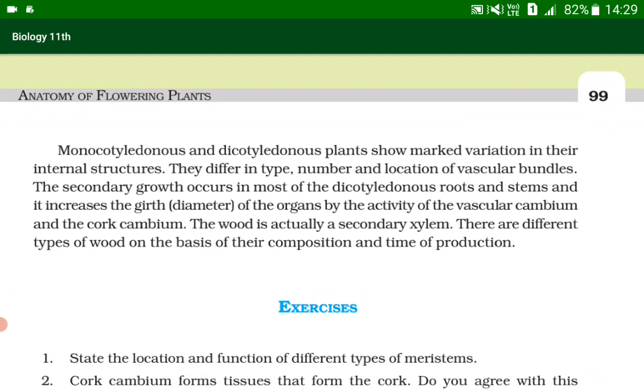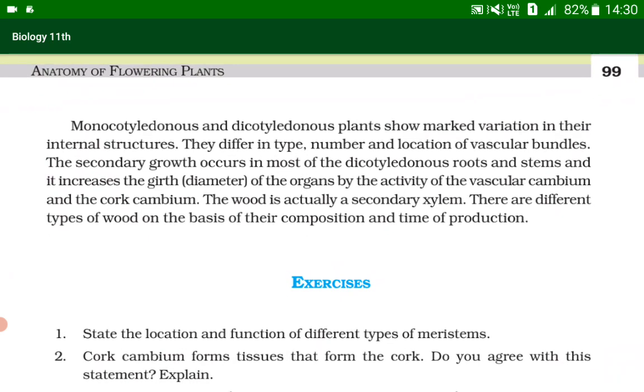Monocotyledonous and dicotyledonous plants show marked variation in their internal structures. They differ in type, number and location of the vascular bundles. The secondary growth occurs in most of the dicotyledonous roots and stems, and it increases the girth, the diameter of the organs by the activity of the vascular cambium and the cork cambium. The wood is actually a secondary xylem. There are different types of wood on the basis of their composition and time of production.